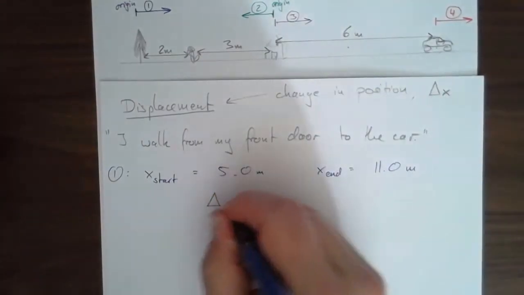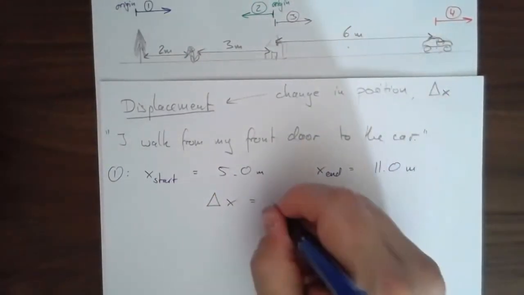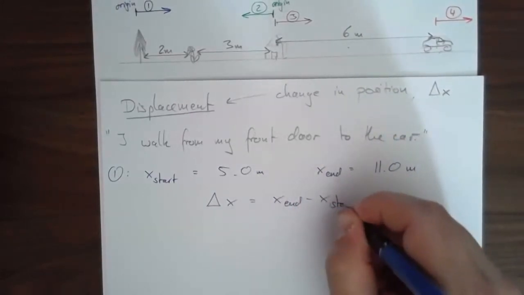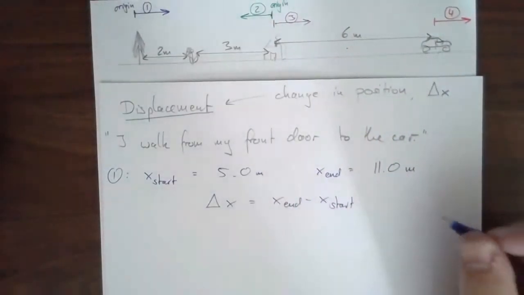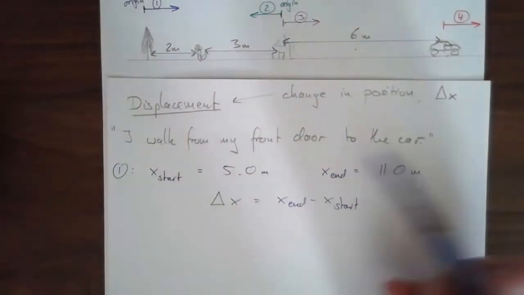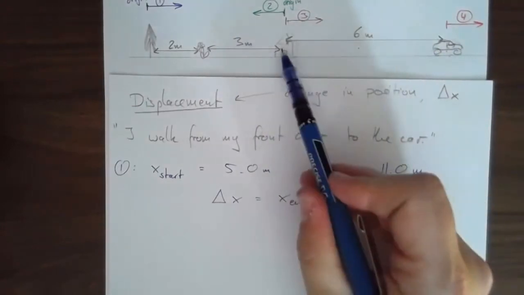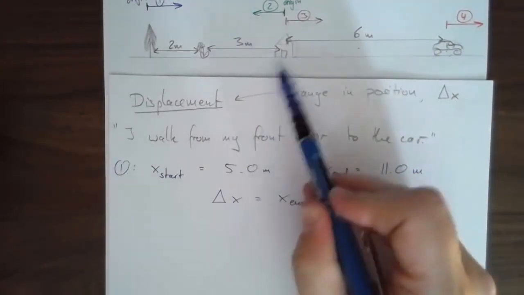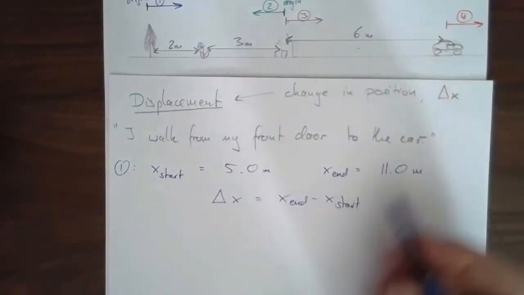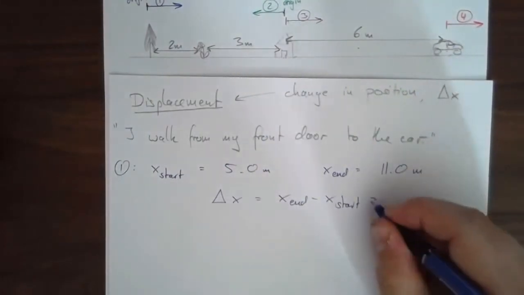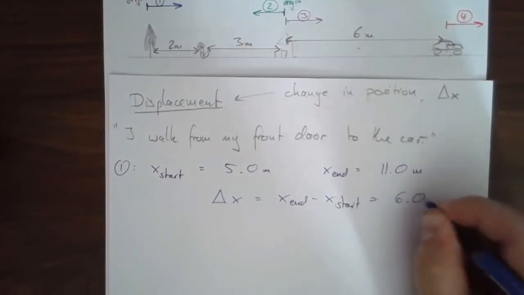So my change in x is, well, where do I end up minus where do I start, during the time interval that I'm looking at, right? I don't care what happens afterwards or before. I'm just worried about the delta x during this process where I start here and end here. So I can plug those values in. 11 minus 5 comes to 6.0 meters.